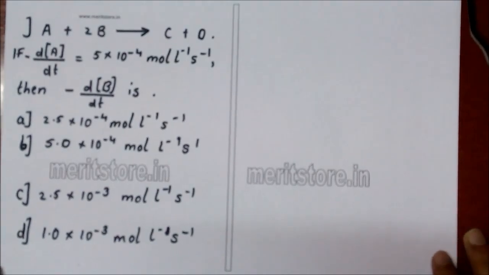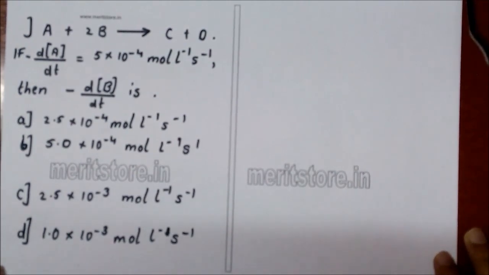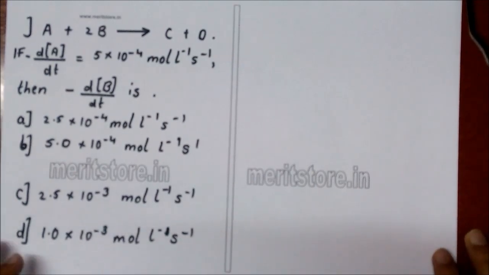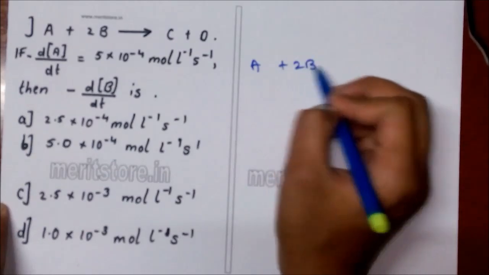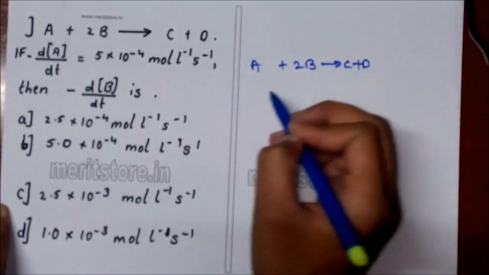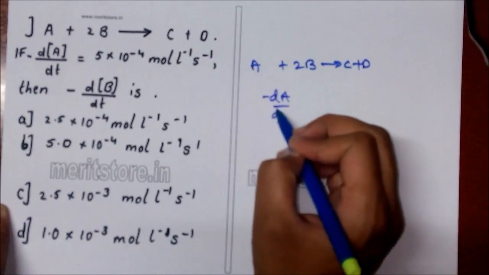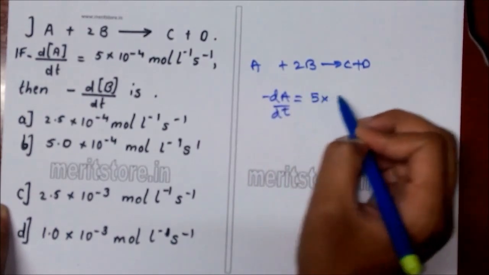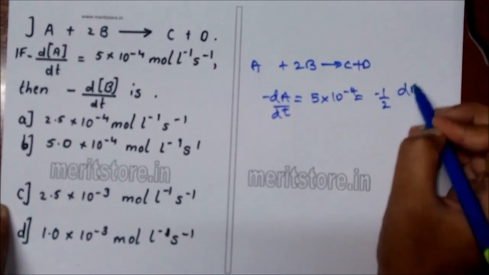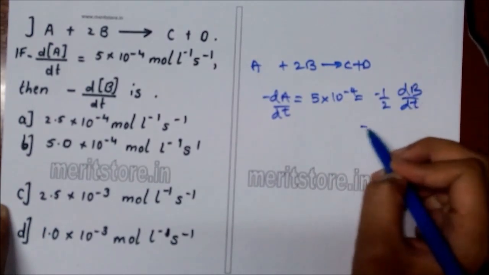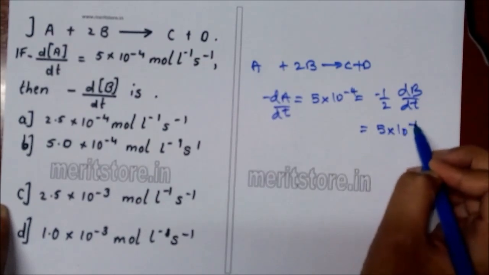Our next question is: A plus 2B will give C plus D. If minus dA by dt is equal to 5 into 10 raised to minus 4 mole per liter per second, then minus dB by dt is. So in the given reaction, A plus 2B will give C plus D, minus dA by dt is equal to 5 into 10 raised to minus 4, which is equal to minus half dB by dt is equal to 5 into 10 raised to minus 4.